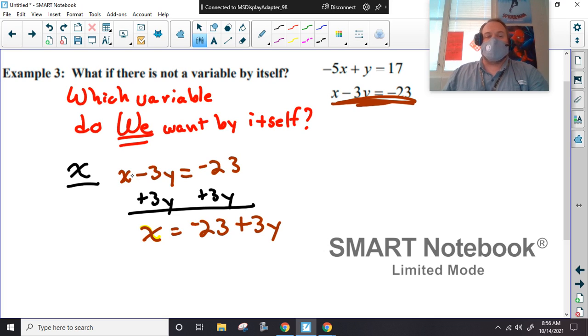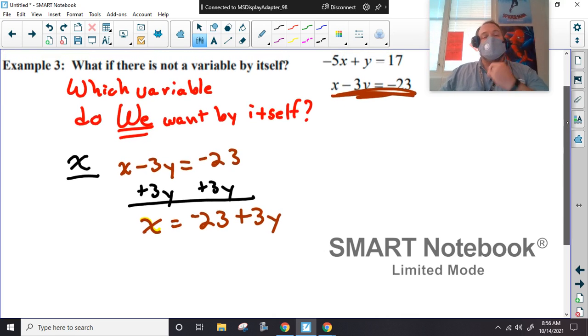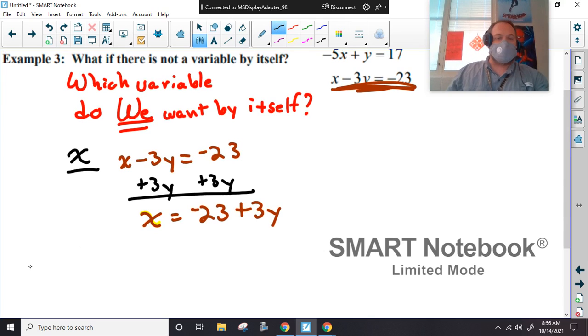What we were trying to do was get x by itself. So what we did is add 3y to both sides, which canceled the 3y on the left side. Then we cannot combine negative 23 and 3y, so we just write it like this. All right, good deal. Now we get to actually plug this in.